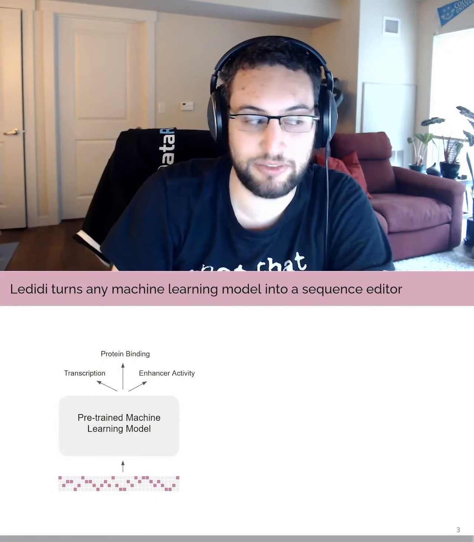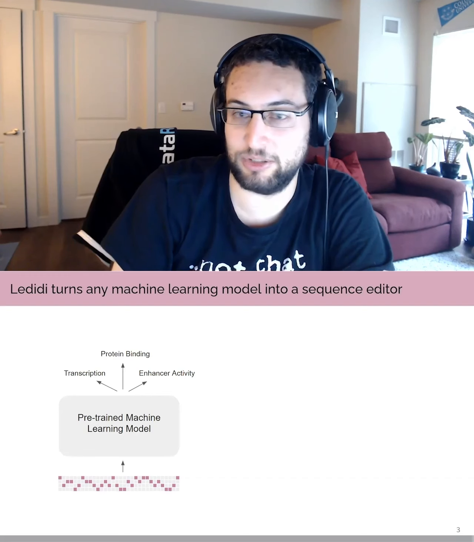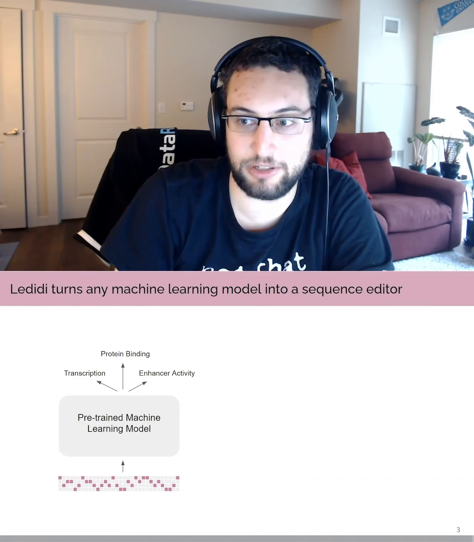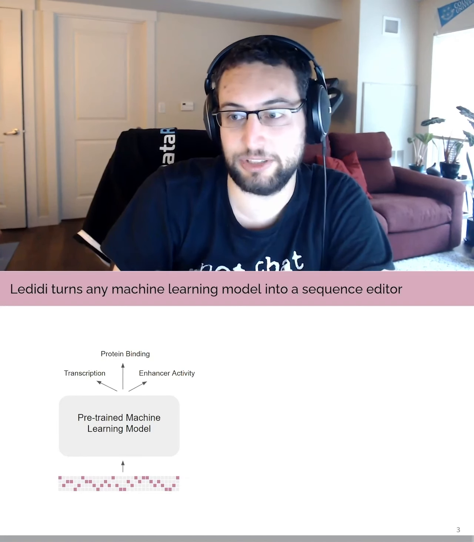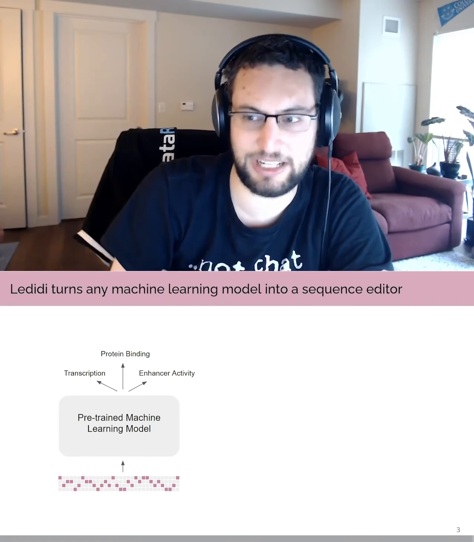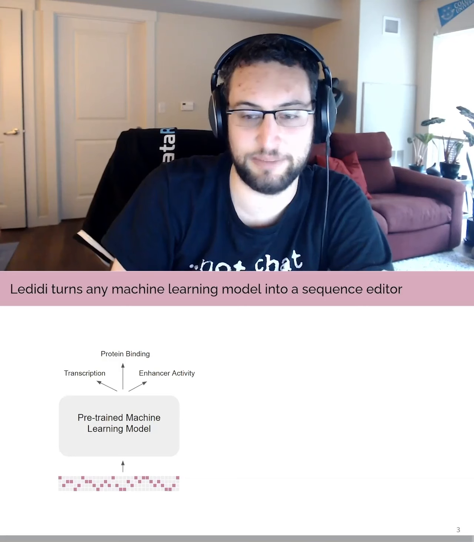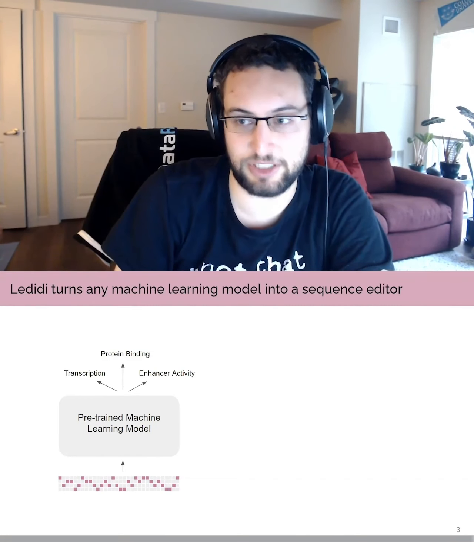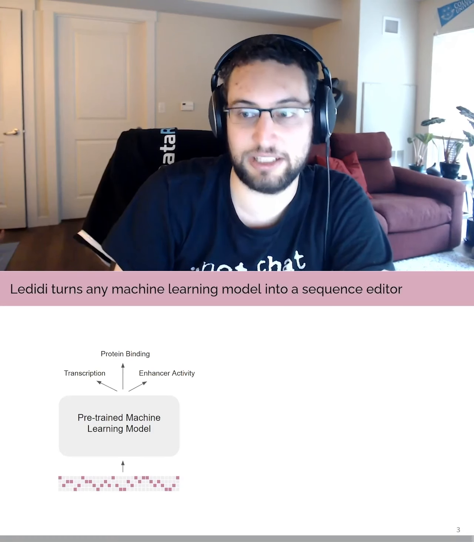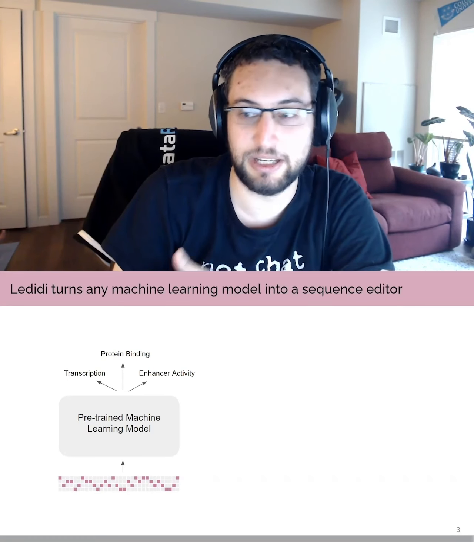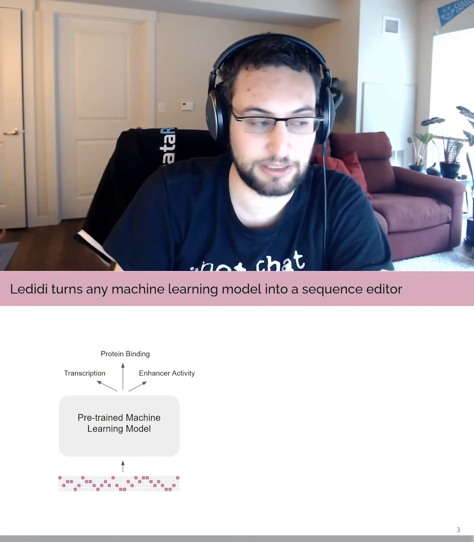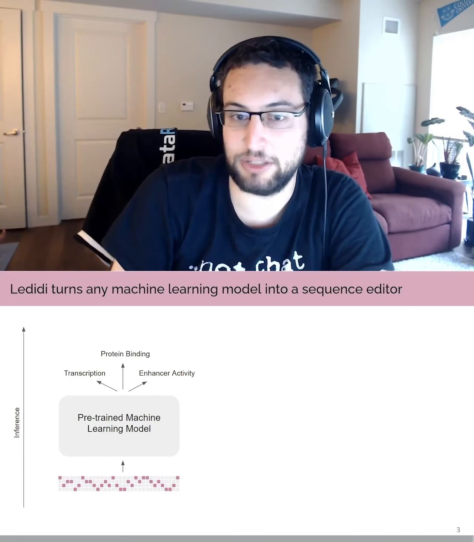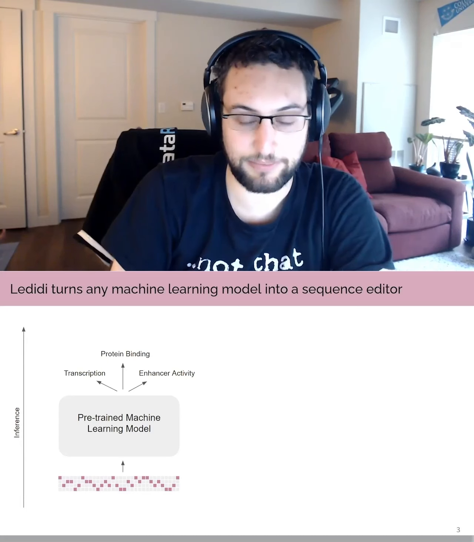Ledidi makes use of a pre-trained machine learning model in order to design edits. Essentially, imagine that you have a pre-trained machine learning model that takes in something like DNA sequence or RNA sequence or protein sequence, any type of biological sequence, really. You feed it into some sort of machine learning model and you make predictions for something. Maybe it's enhancer activity, maybe it's protein binding. It can really be anything. This is called the inference step. And so you take your sequence and you make predictions for what happens.